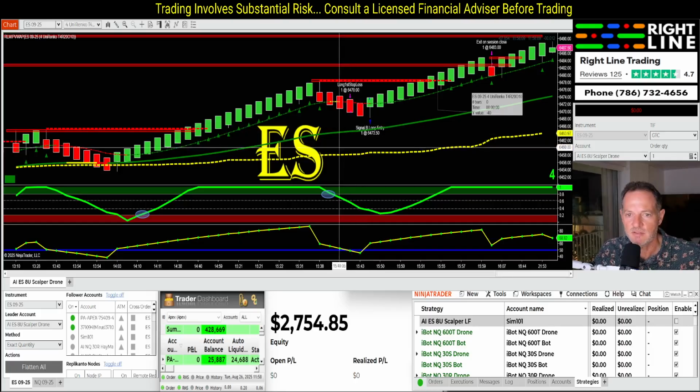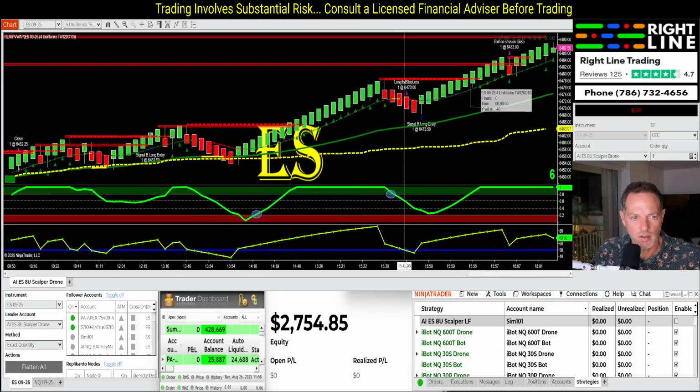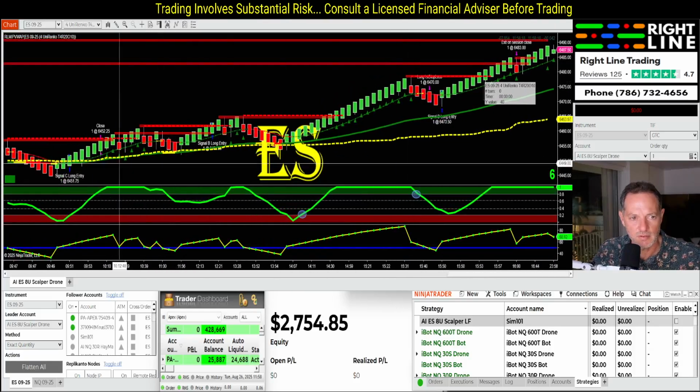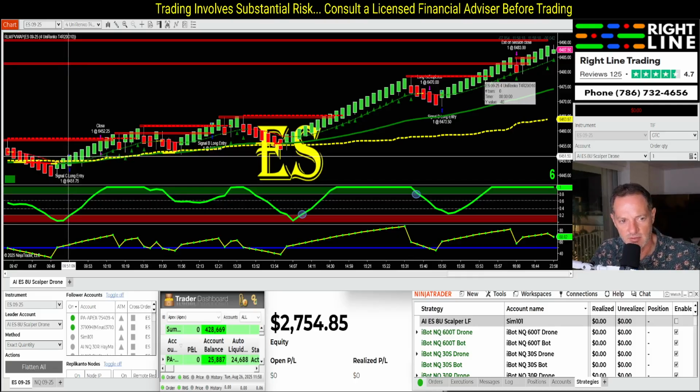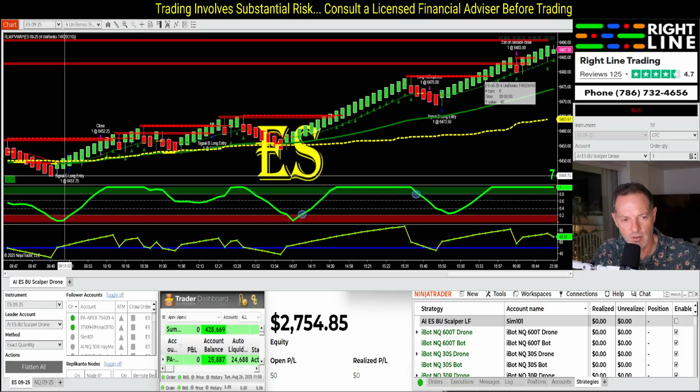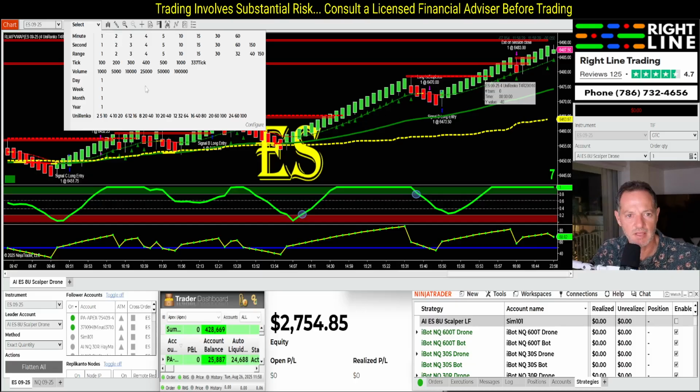You can see on this chart here today, my ES scalper bought contracts for me automatically. It bought on a signal C right here. Let me go right to the 8 Unirenko because it'll match the chart.